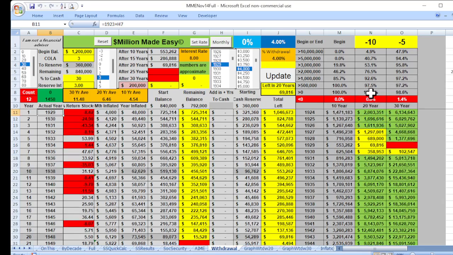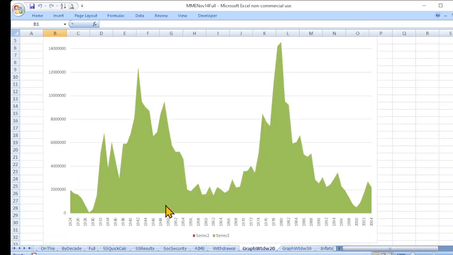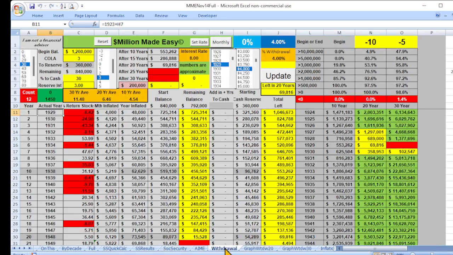So 100% of the time in the last 100 years with a 70-30 split, you would not run out of money except in the 22nd year. And again, we're talking about 1929, folks. Every other scenario, I love to show this graph. Every other scenario, you're starting with 1.2 million, you've got 2 million, 4 million, and so on. So let's continue to run some numbers here.